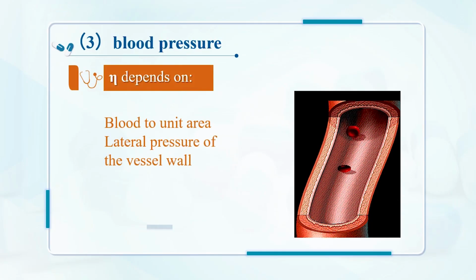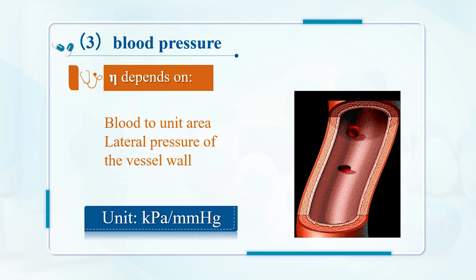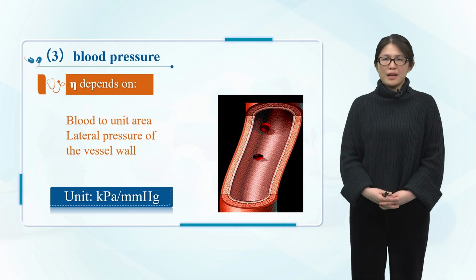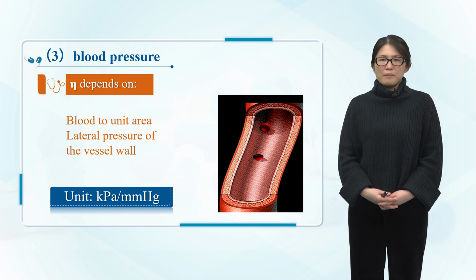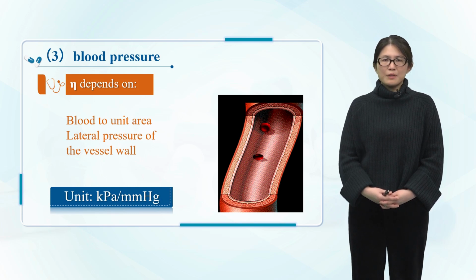The pressure of the blood flowing in the blood vessel on the side wall of the blood vessel, that is, the pressure per unit area, is called blood pressure. According to the International Standard Measurement Unit, the unit of blood pressure is pascal or kilopascal, usually in millimeters of mercury, where 1 millimeter Hg is equal to 0.133 kPa, and blood pressure usually refers to arterial blood pressure.